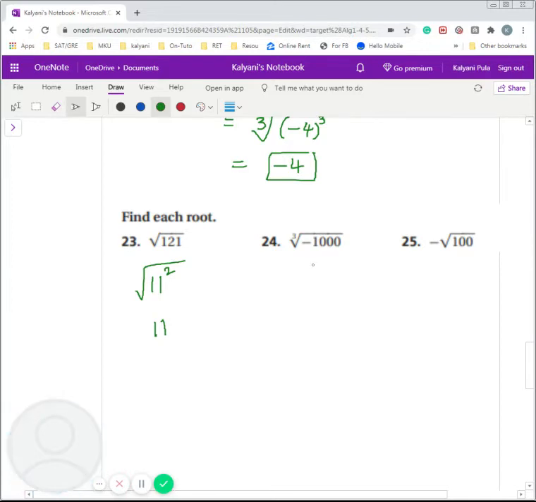And Bhavisha? Negative 10. That's right, because 1000 you can write as negative 10 to the third exponent, which is negative 10 times negative 10 times negative 10. But we have a cube root, so that's negative 10. Good work.